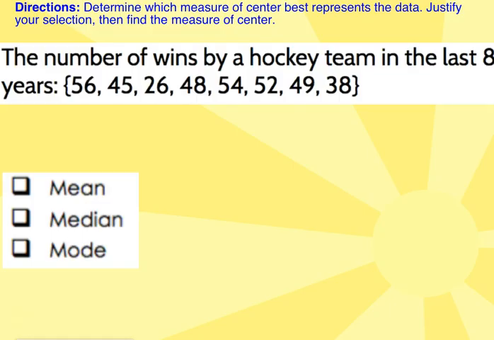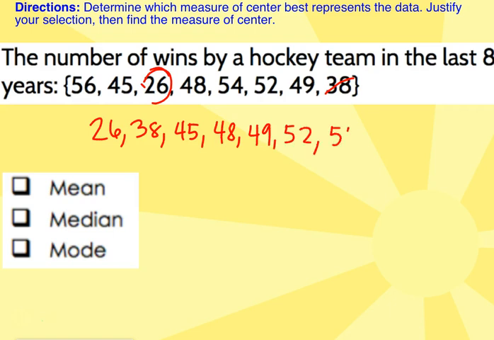To determine which measure of center best represents the data, justify your selection and find the measure of the center. So it says the number of wins by a hockey team in the last 8 years. It helps if you put all of your numbers in order from smallest to biggest so we can see what's happening. 26 is our smallest number, so we'll start with 26. And then it goes to 38, 45, 48, 49, 52, 54, 56.